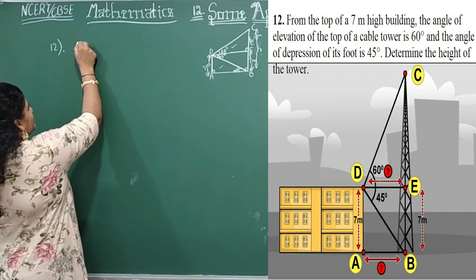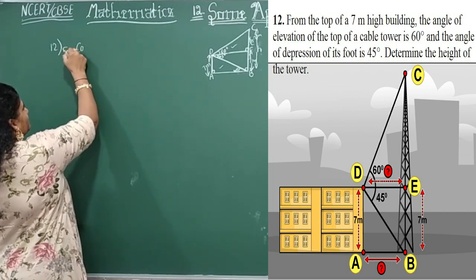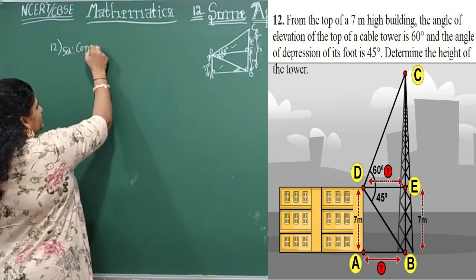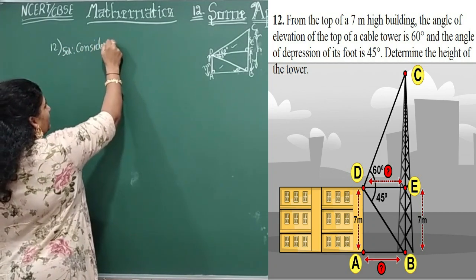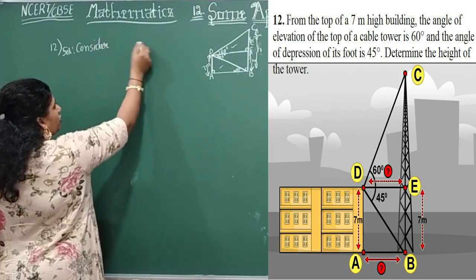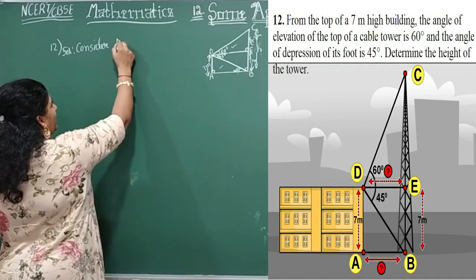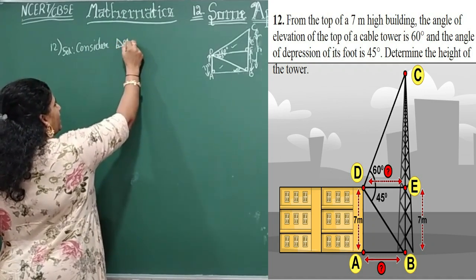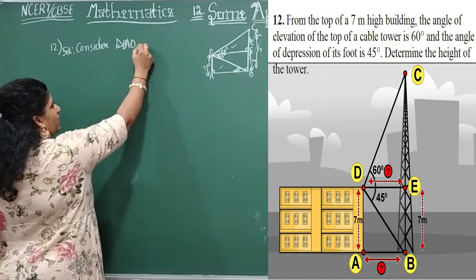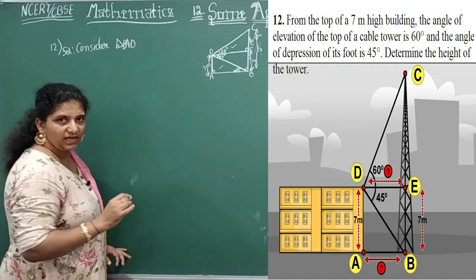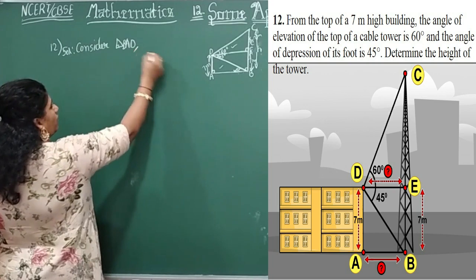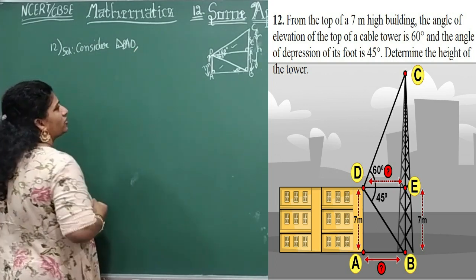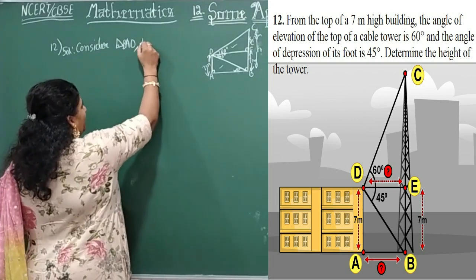Now, consider which right angle triangle, children, here? I'm going to consider here the right angled triangle BAD. Okay, right angle triangle BAD. What is this one here? Which ratio are you going to take here? Tan.